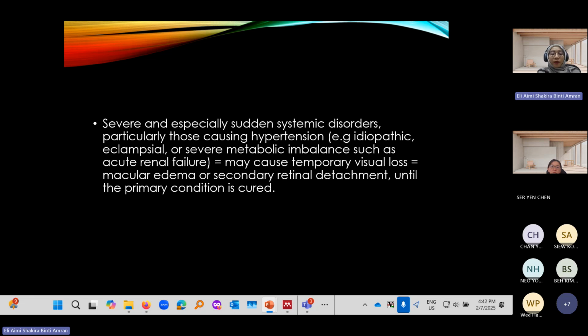Okay, for patients on dialysis, patients with kidney issues, it is very common for them to have macular edema. Retinal detachment can happen, but on very rare occasions.